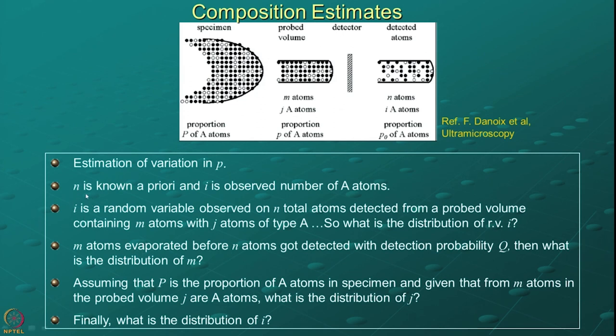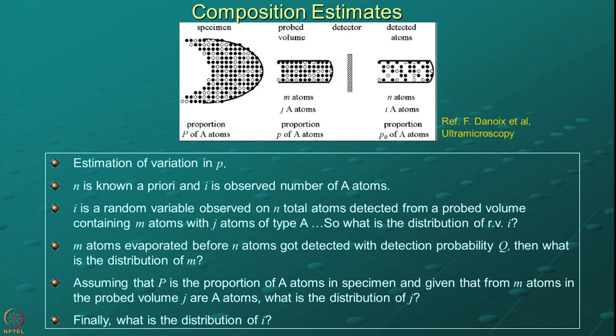So, let us take one after the other. N is known a priori, and I is the observed value of A atoms. I is a random variable observed on N total atoms detected from the probed volume containing a total of M atoms, with J atoms of type A. So, this distribution will be hypergeometric distribution. If M atoms evaporated before N atoms got detected, with detection probability of Q, then what will be the distribution of M?